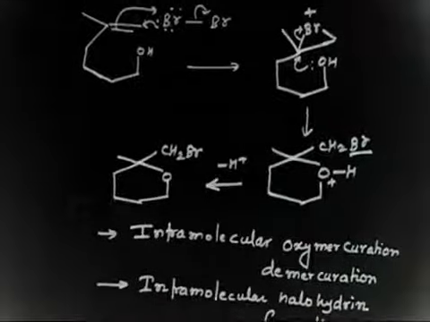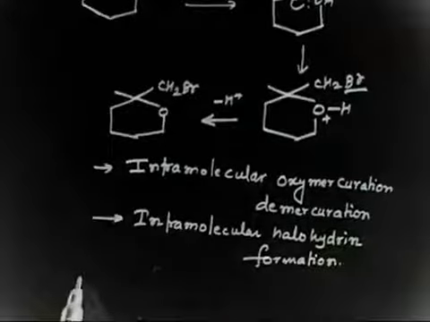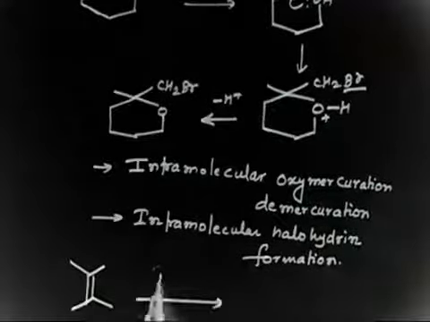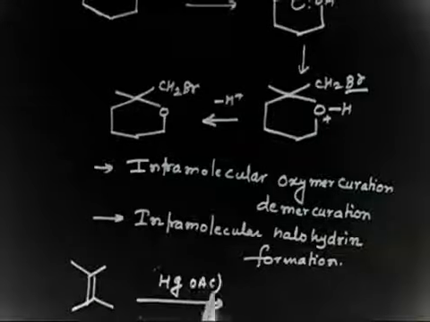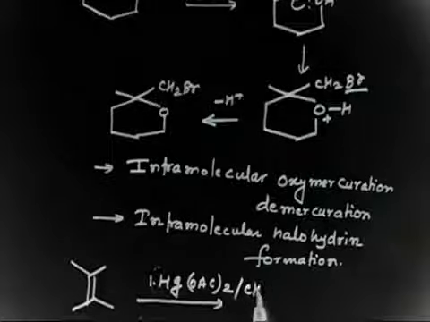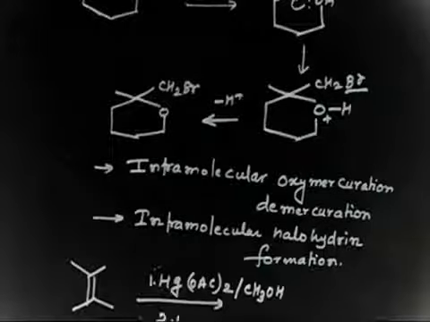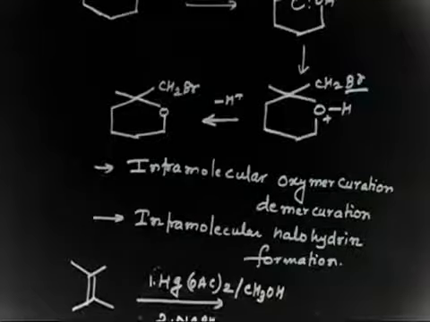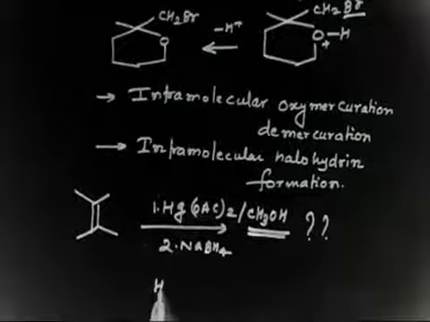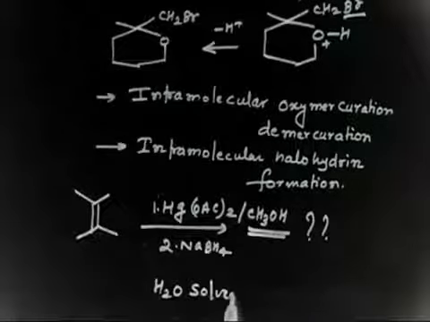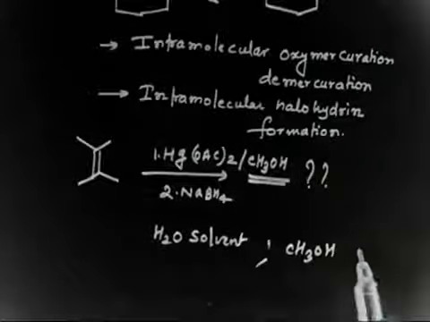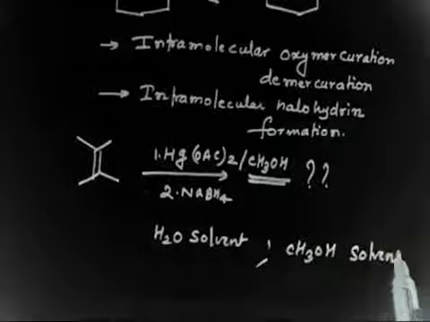I will ask you one question in this case. So this is intramolecular halohydrin formation. Let us say I have an alkene, and if I react with first step Hg(OAc)2, and if I have water, then OH will attack. Now the solvent is CH3OH and the next step is NaBH4. What will be the product? So in this case I am changing the solvent. Generally we take H2O as solvent. But now if I take alcohol as a solvent, that is CH3OH, what will be the product you expect?